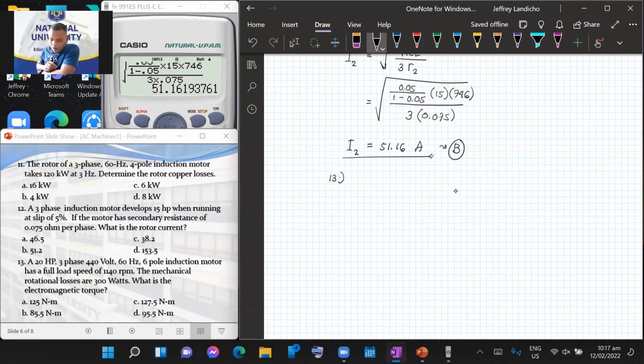For number 13, a 20 HP. Sir, sino ngayon yung power niyan? So that is the rated output. That is the nameplate rating of your motor. So the nameplate rating represents the rated output of the given motor, which means that is the output or that is the load connected to your motor during full load. So at full load, this 20 HP, which is the rated output, it is now your RPO.